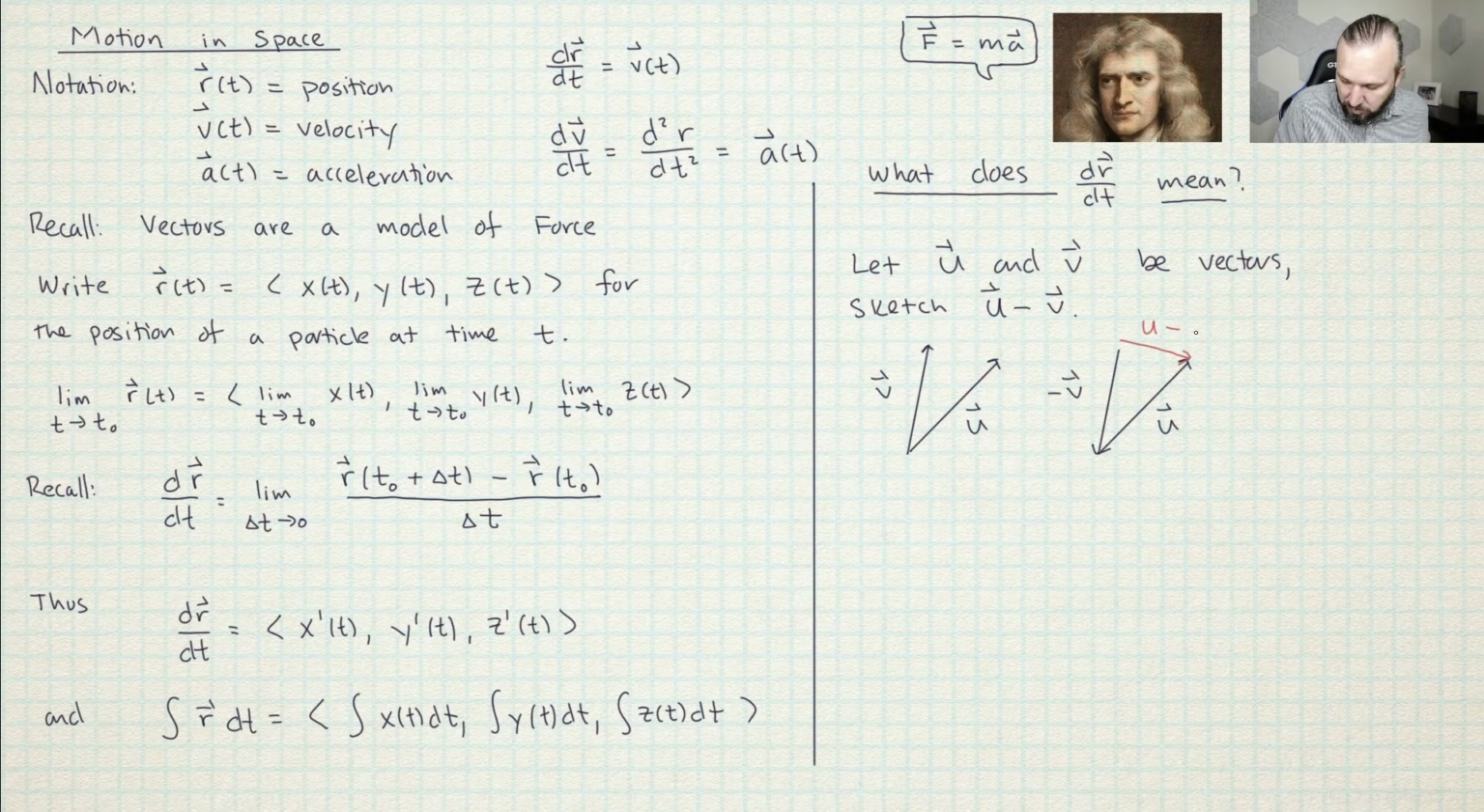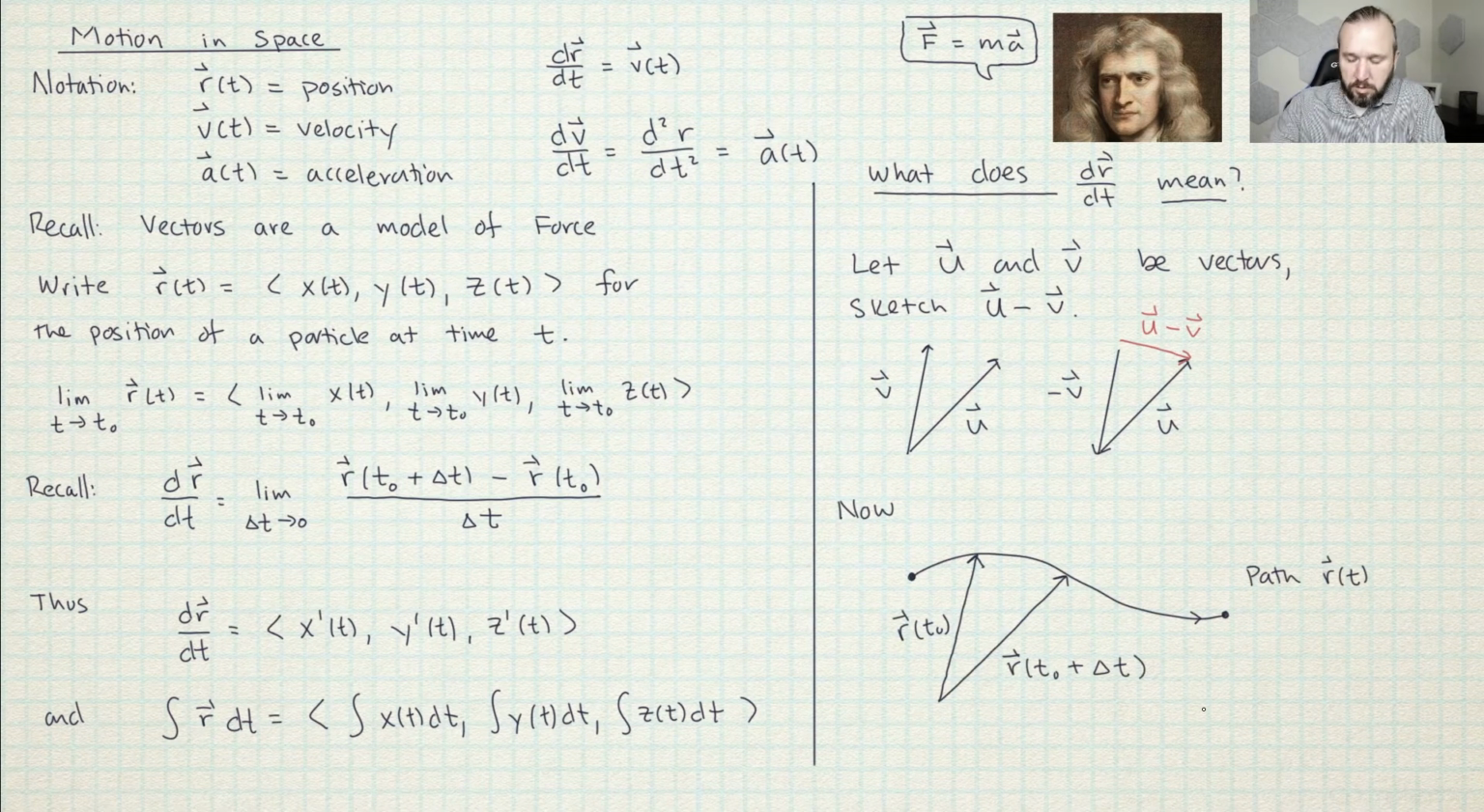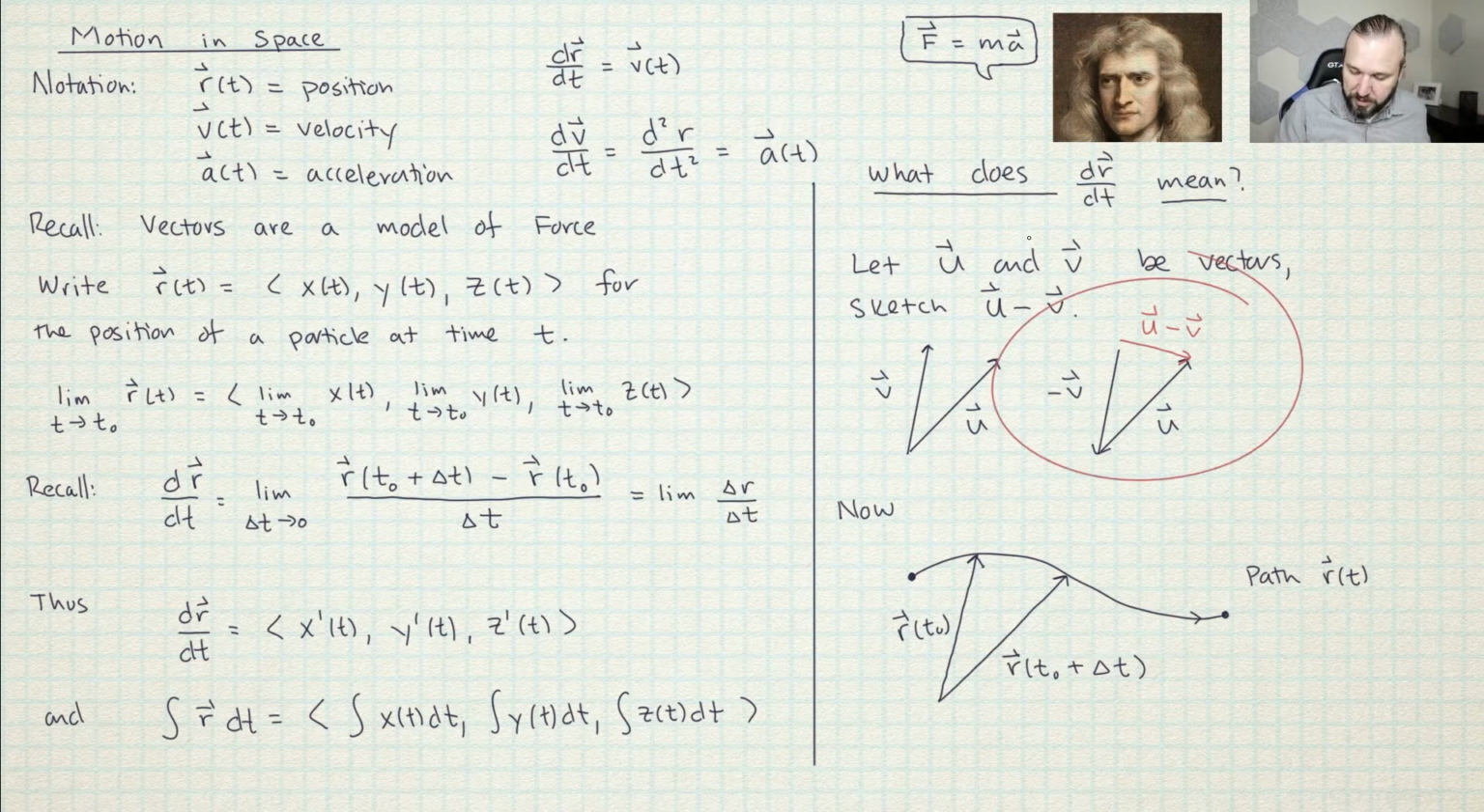So this is the vector u minus v. So let's bounce back to the motion of a particle in space. I've drawn the path that the particle is taking, and the definition of the derivative is this limit of delta r over delta t. And what we just worked out here was how you subtract vectors.